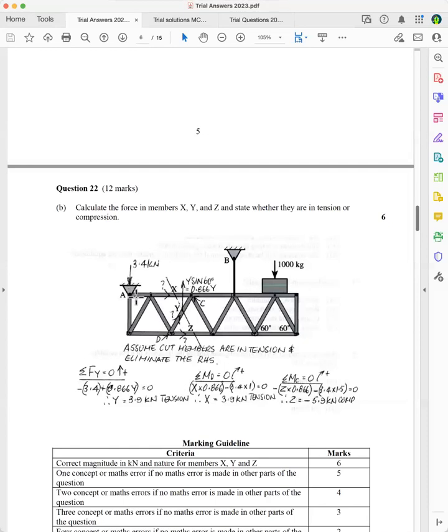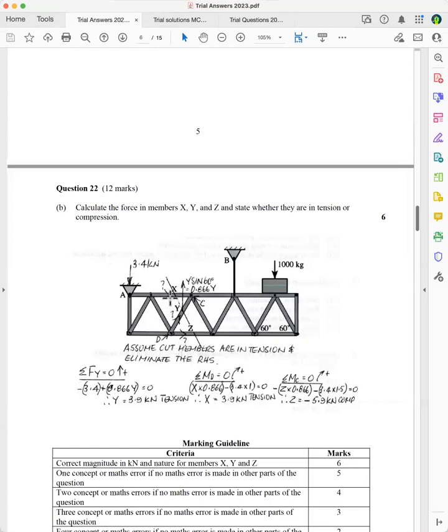So the sum of the vertical forces equals 0 with up positive. So you've got minus 3.4, that force going down, plus you've got the vertical component of that cut member going up. That equals 0. And you've got a positive answer there. So tension is correct. Notice I put question marks there because I'm telling the examiner that I'm just guessing. So I've even written it down here: assume cut members are in tension and eliminate the right-hand side.